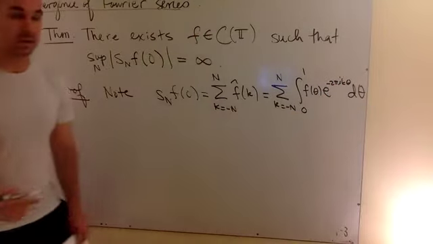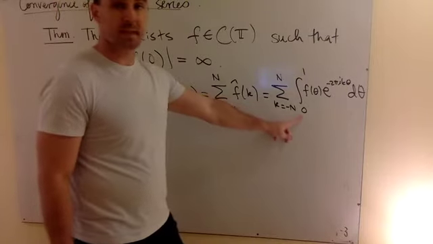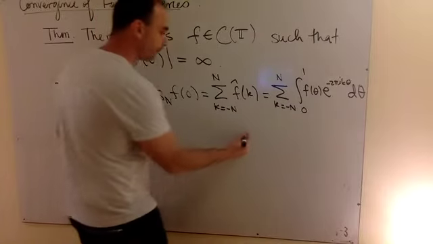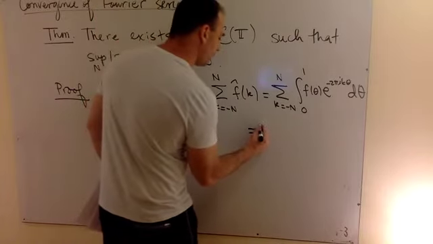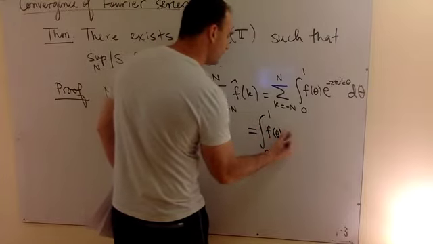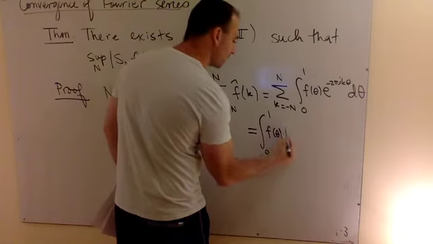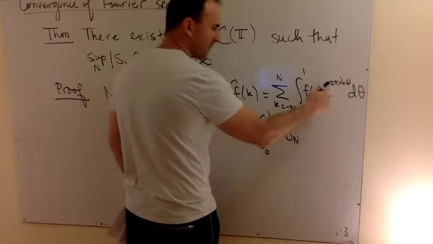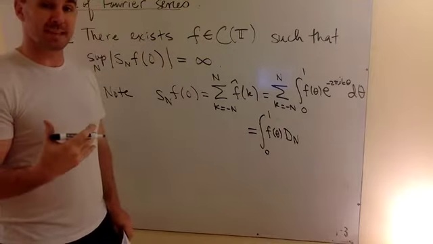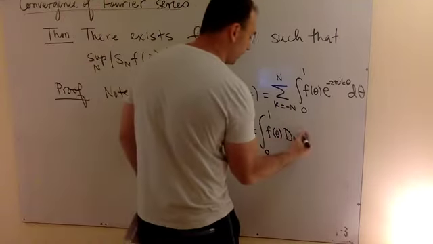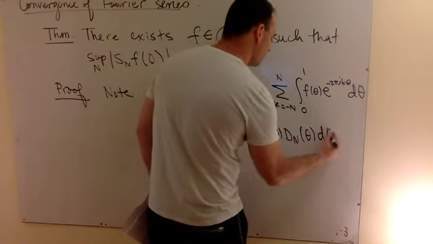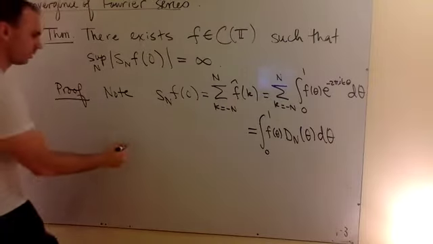And now here's the point. This is a finite sum, so I can pull this integral in and out. And so I can pull the integral out, and what I get is f integrated against exactly the Dirichlet kernel. It's actually the Dirichlet kernel of n evaluated at minus theta, but the Dirichlet kernel is even. So this is what we get. And so here, what is this?